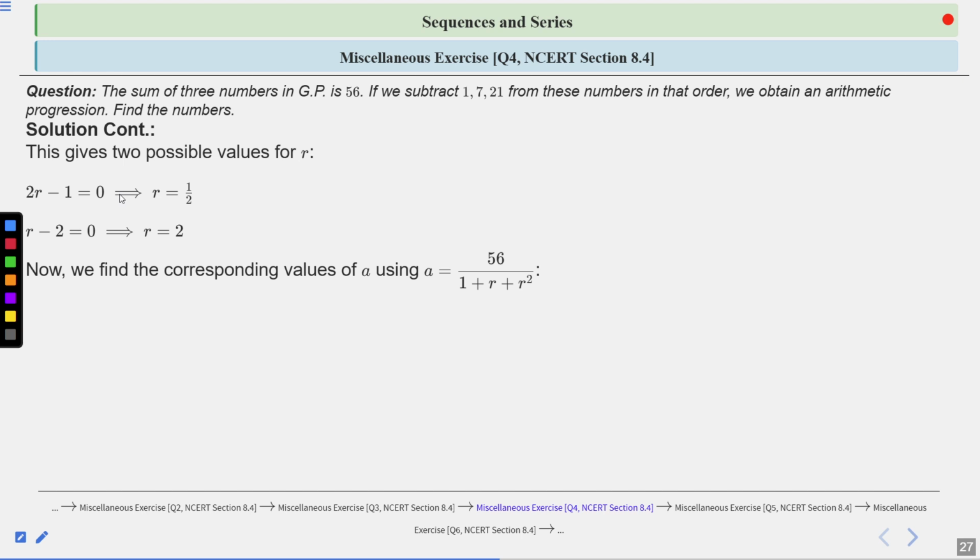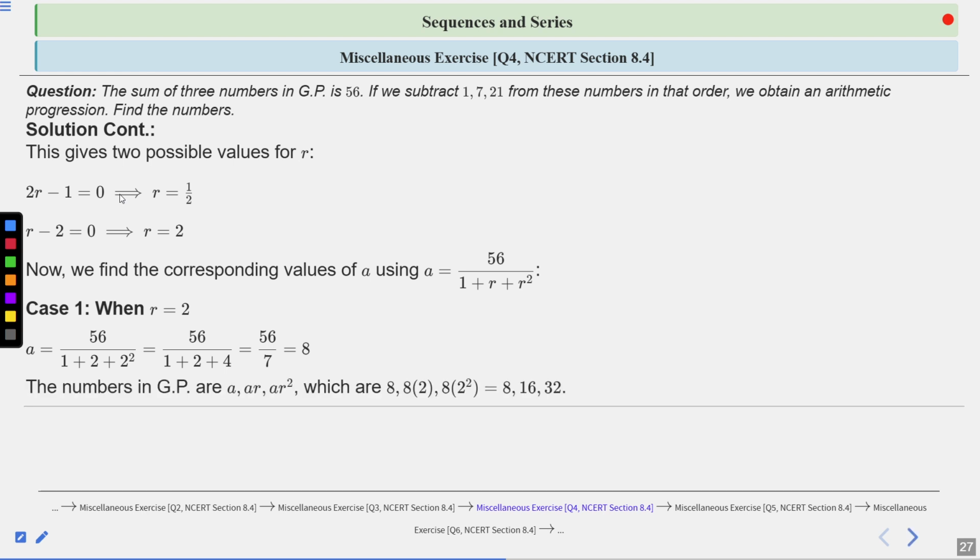Now we find the corresponding value of a by using equation number 1, a equal to 56 divided by 1 plus r square. Case 1, when r equal to 2, then a equal to 56 divided by 1 plus 2 square, equal to 56 divided by 1 plus 4, equal to 56 divided by 7, which equals 8. If r equal to 2, then a equal to 8. The numbers in geometric progression are a, ar, ar square, which are 8, 8 into 2, 8 into 2 square, equal to 8, 16, 32.